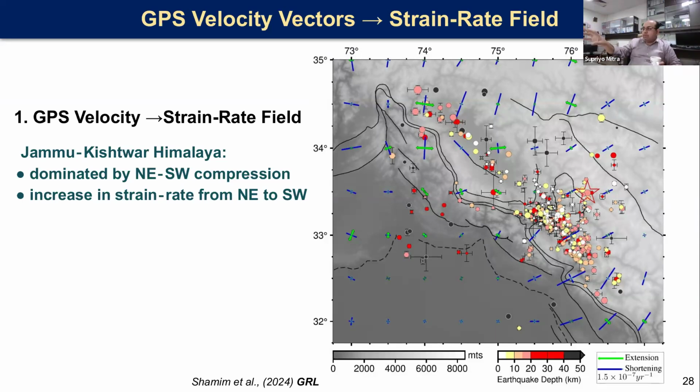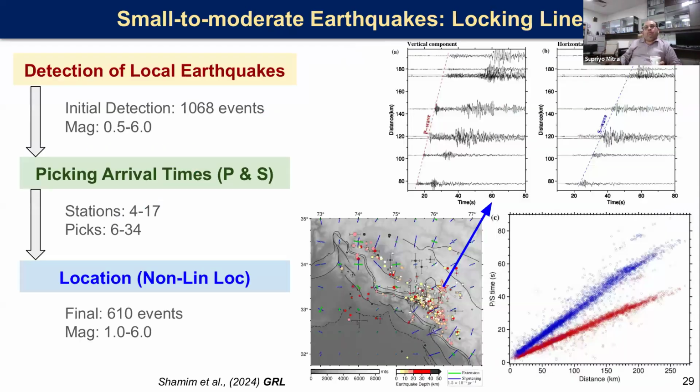You would look at the region where you have all these circles, which are basically the earthquakes, which I'll come to in a bit. And you can see that the strain rates are large in this region, and it's dominantly in the northeast-southwest direction. Now, the next thing that we did was, obviously, we used the entire data set, and we looked at the smaller earthquakes. This is the work that was done by Shamim, along with Oyon. Here we started off by detecting the earthquakes.